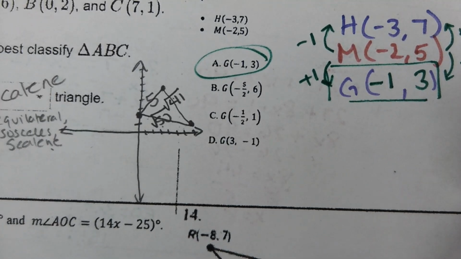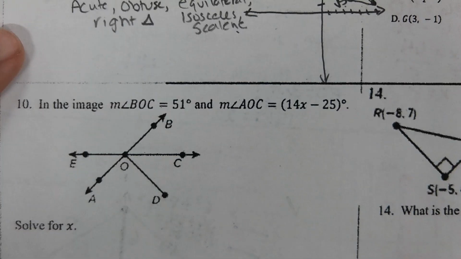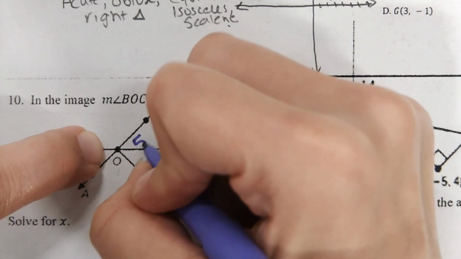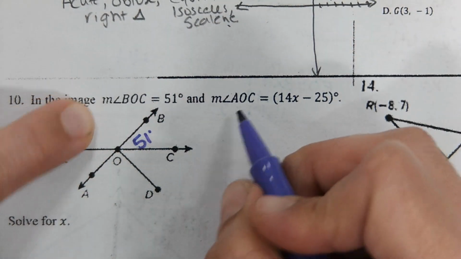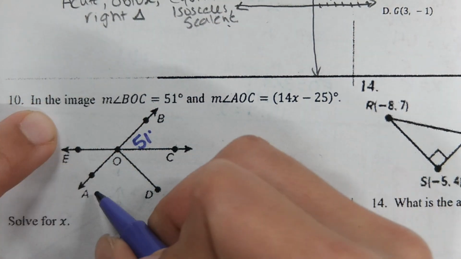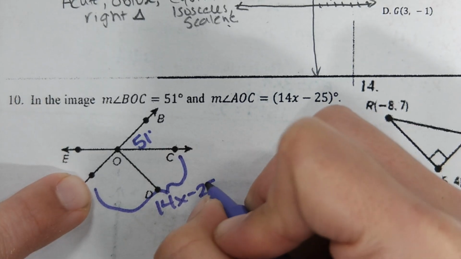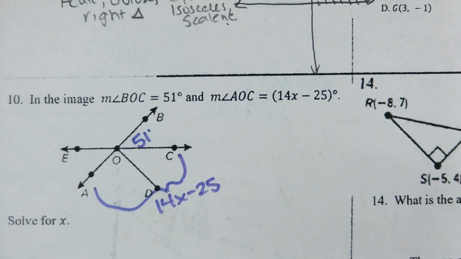Okay, next. Here it says in the image, measure of angle BOC is 51 degrees, so I'll label that 51 degrees. And AOC is this, so from A to C is 14x minus 25. Okay, it says solve for x.